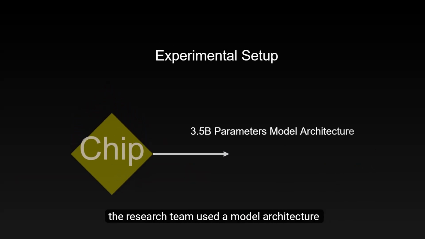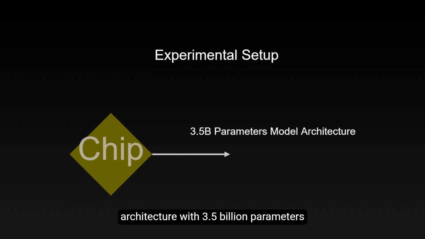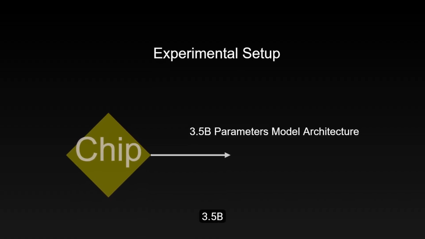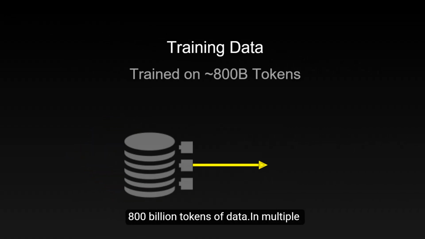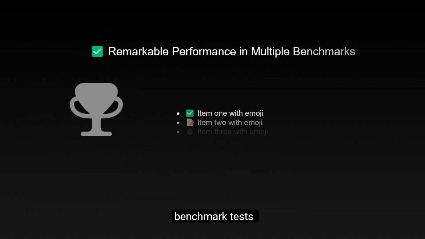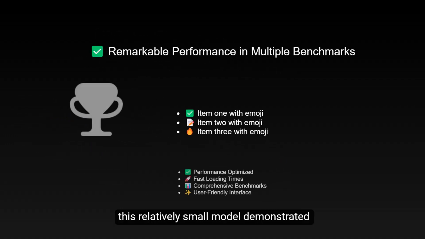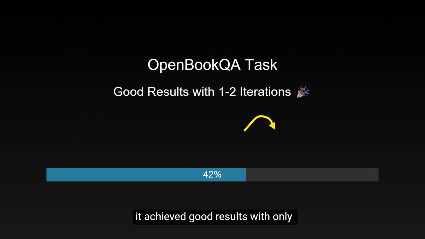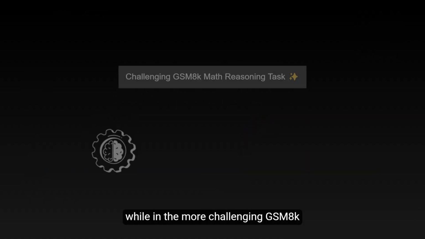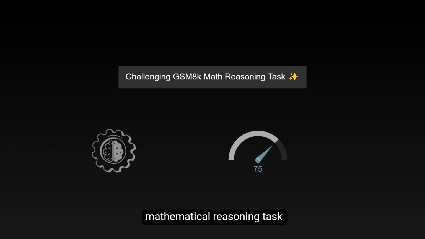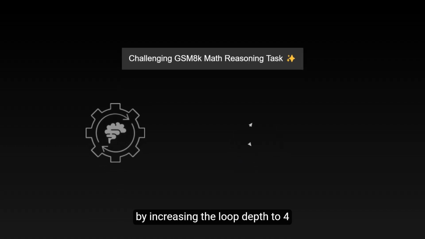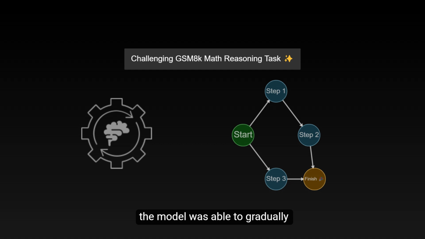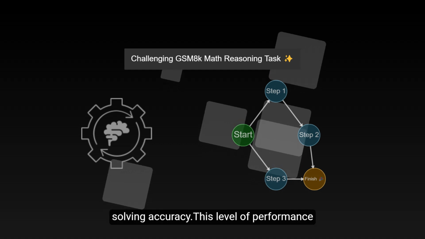In the specific experiment, the research team used a model architecture with 3.5 billion parameters, 3.5B, and trained it on approximately 800 billion tokens of data, then evaluated it in multiple benchmark tests. This relatively small model demonstrated impressive performance. On the OpenBook QA task, it achieved good results with only 1 to 2 loop iterations, while in the more challenging GSM8K mathematical reasoning task, by increasing the loop depth to 4 to 5 times, the model was able to gradually improve its problem-solving accuracy.